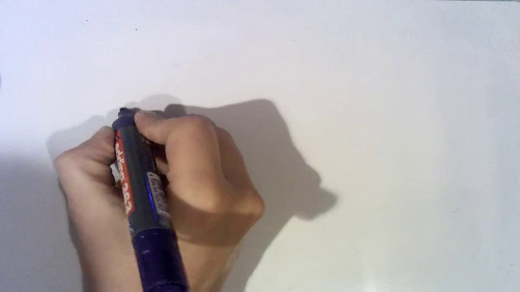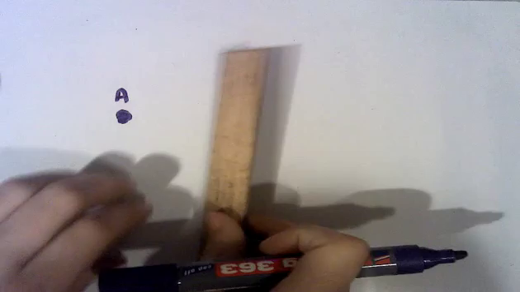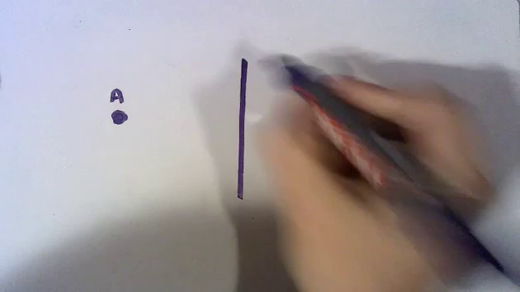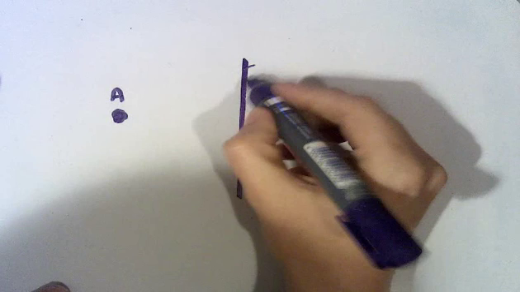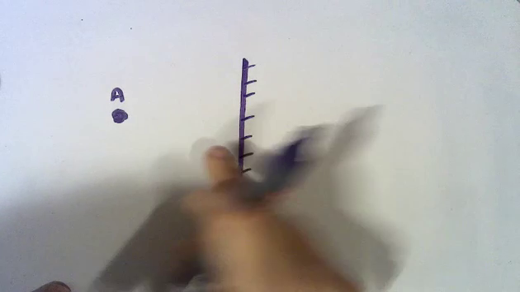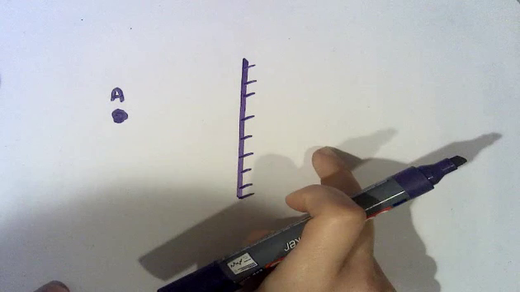So we're going to start with a simple object. We'll label this A, and we're going to be looking at reflecting this in a plane mirror. So we'll draw in the line representing our mirror. Okay, so this is the shiny side of our mirror here. This is the back of the mirror.